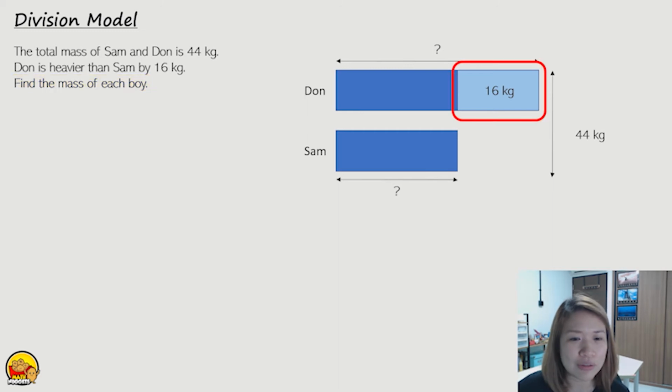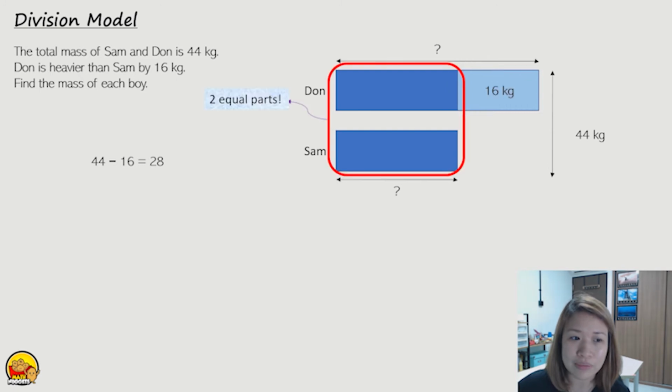So, what's the first thing we need to do? I'm going to have to first take away that extra part. So what do I mean by taking it away? The total is 44. I will take 44 minus 16. Okay, so I'm left with 28. Now look at the model. Do you notice that if I take away that 16, I cross that out, right? I'm left with the two blue parts here. And do you notice that there are two equal parts?